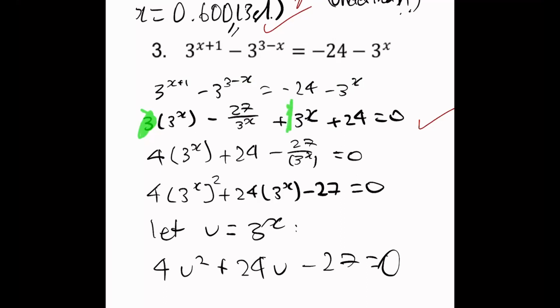No. Oh, okay. Yeah, I got 3 copies of this, 1 copy of this altogether is 4 copies of the same guy. 4 times of 3 power x. Then over here, you got minus 27 over 3 power x. Fine. Plus 24 over there.